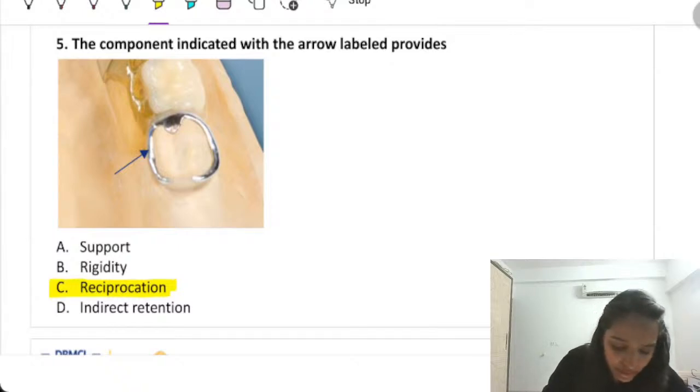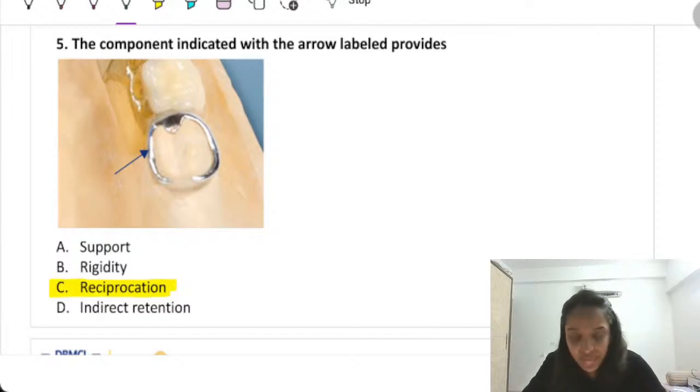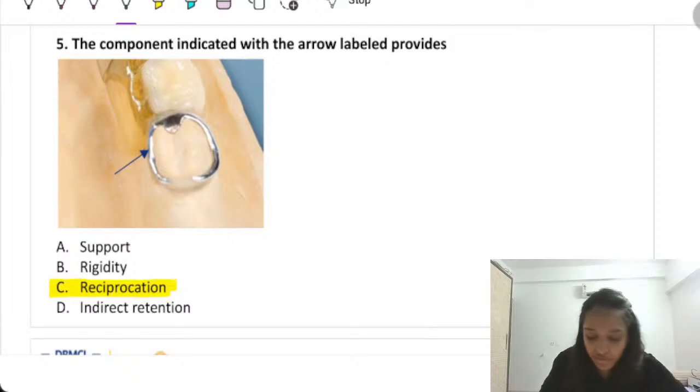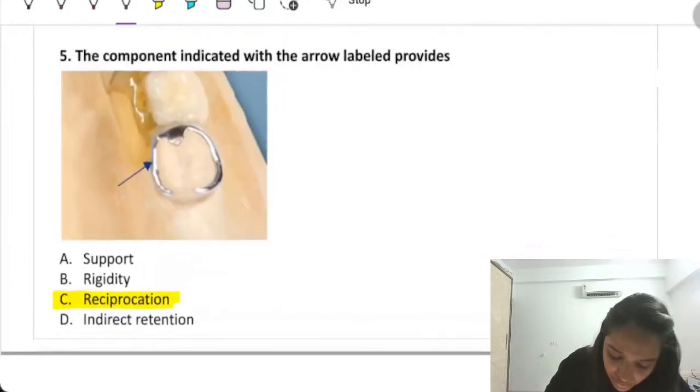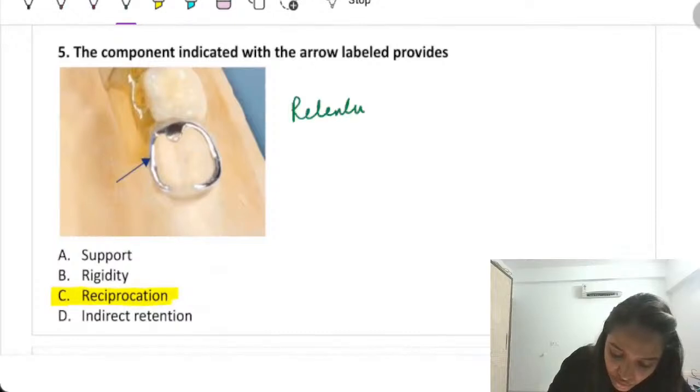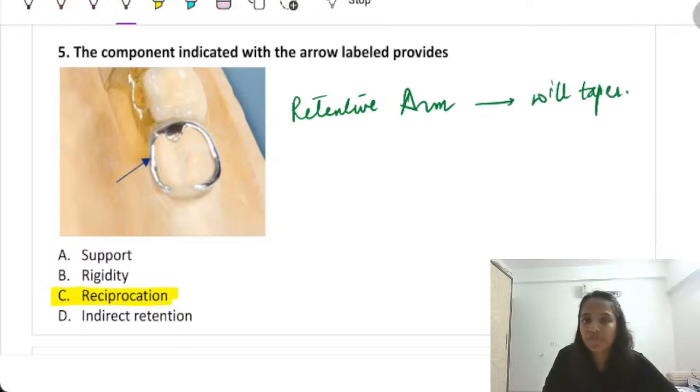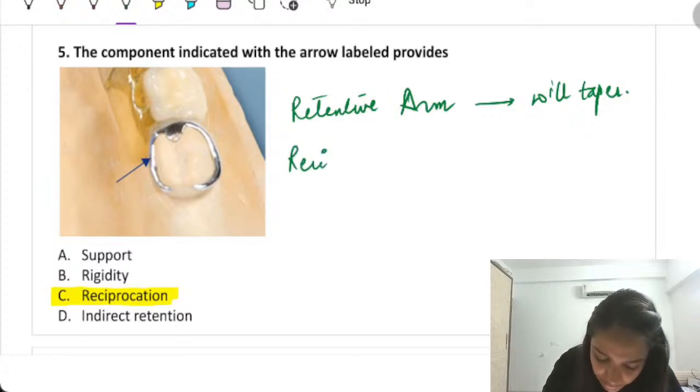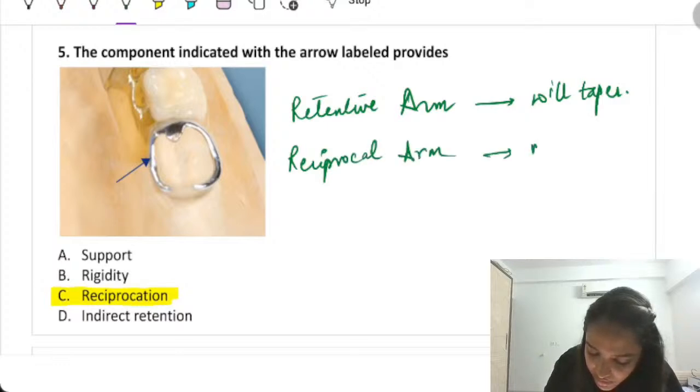Now always remember one point over here. Supposedly, if this image had retention as another option, what you need to look for is a retentive arm. How do you differentiate between a retentive and a reciprocal arm? A retentive arm will taper from the point of origin to the point of terminus, whereas a reciprocal arm does not have any taper.